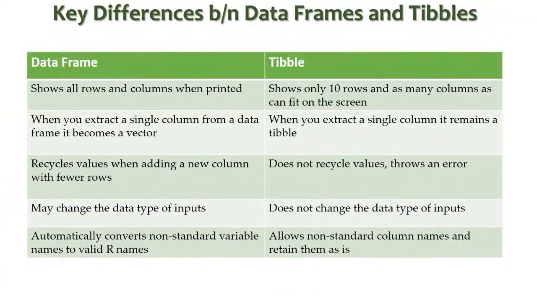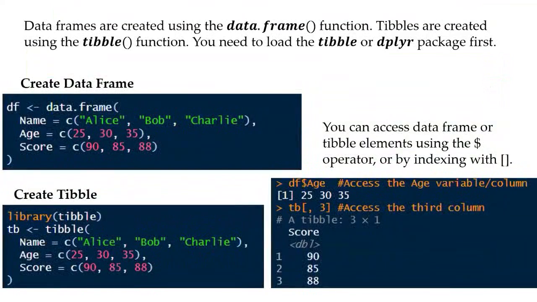So data frames recycle values when adding a new column with fewer rows. A table does not. A table will give you an error. So let's say this data frame, name, age, score, and then I want to add another column called height. But instead of adding 3 items, I only add 2 items. For the data frame, it will recycle the 2 items. So the first one, it will bring it at the last to make it 3 items so that it will fit here. But with the table, if I am supposed to create a height with 3 items, and then I use 2 items, it will give me an error.